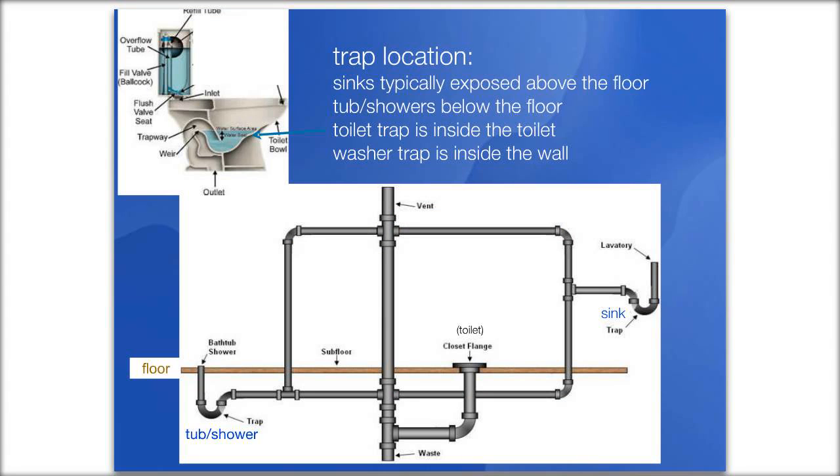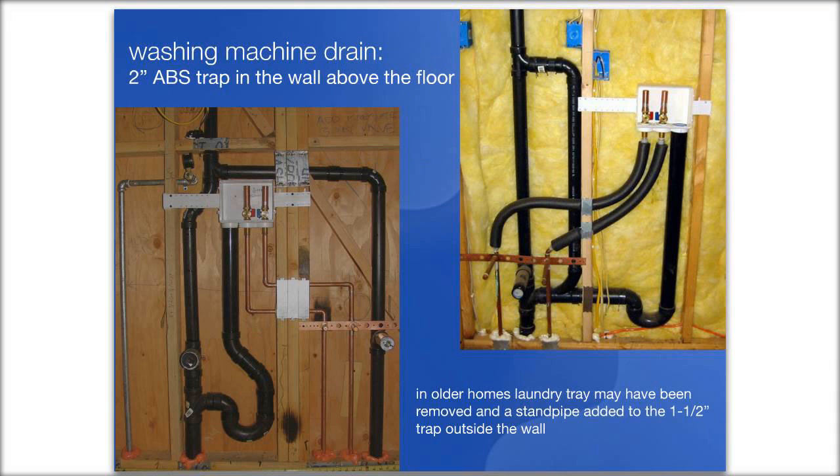With tubs and showers, the trap is going to be under the floor. That means if the tub and shower is upstairs on an upper story, that trap is going to be in the ceiling above the lower floor and harder to get to. The toilet trap is inside the toilet itself. And then the washer trap is inside the wall behind the washing machine. So just to orient you, if you're looking for the trap of a particular fixture.